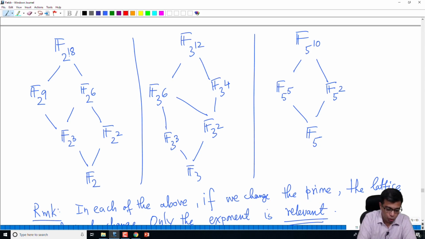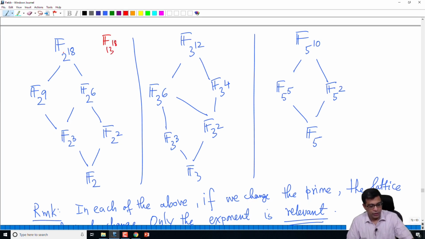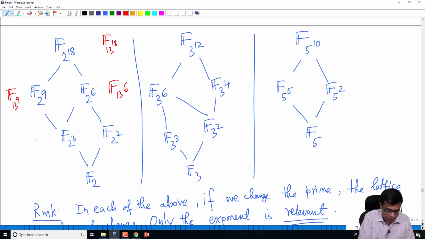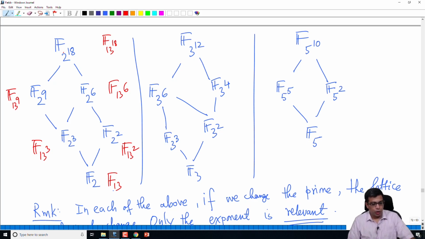So if instead of 2 you have 3 or any other prime, 13 power 18, everything will go through. It will be F13 power 9 here. Here it will be F13 power 6, here it will be F13 power 3, here it will be F13 power 2, and here it will be F13. What the prime is, is irrelevant, as long as of course you keep the prime the same. You can put 13 here and 13 here, the prime is the same.